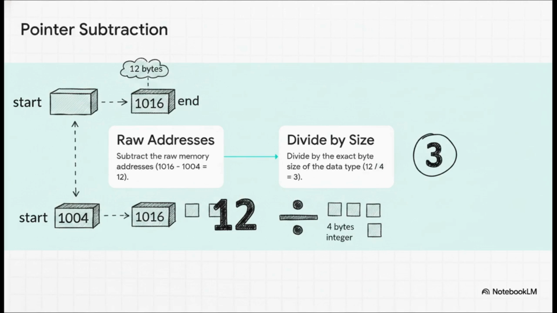But then, in step 2, it automatically divides that raw distance by the byte size of our data type. So 12 divided by 4 bytes per integer equals 3. The output is 3. It brilliantly tells you exactly how many elements exist between those two pointers.